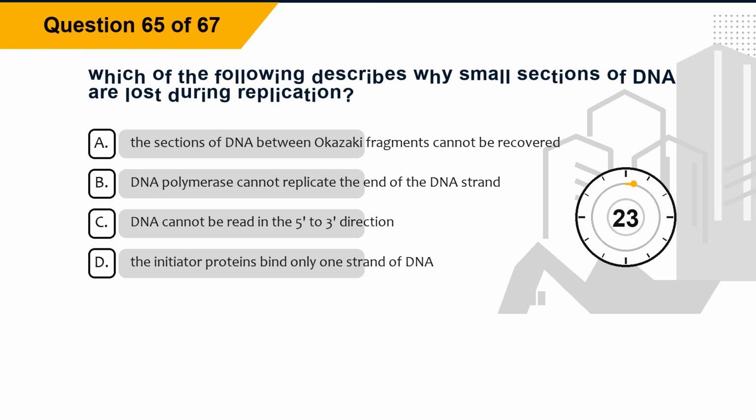Question 65. Which of the following describes why small sections of DNA are lost during replication? Option A, the sections of DNA between Okazaki fragments cannot be recovered. Option B, DNA polymerase cannot replicate the end of the DNA strand. Option C, DNA cannot be read in the 5' to 3' direction. Option D, the initiator proteins bind only one strand of DNA.